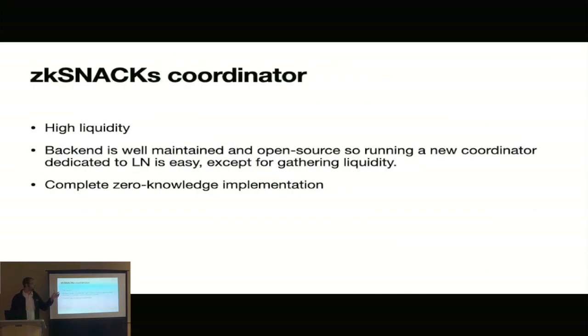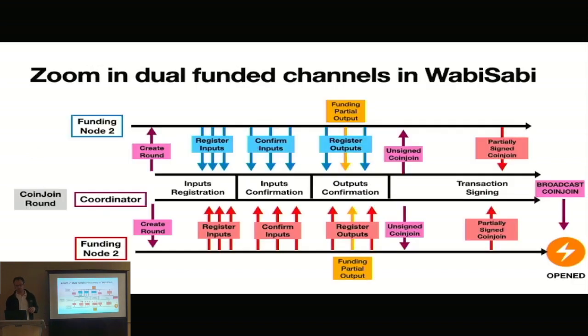As well as using WabiSabi, sorry, I'm trying to go fast, you can use the Wasabi coordinator. So it's the service provided by Wasabi Wallet. And so you can open your Lightning channel directly using this coordinator. For now it doesn't handle it, but it would be pretty easy to implement. And you could have high liquidity, the backend is well maintained, and it's a zero-knowledge implementation.